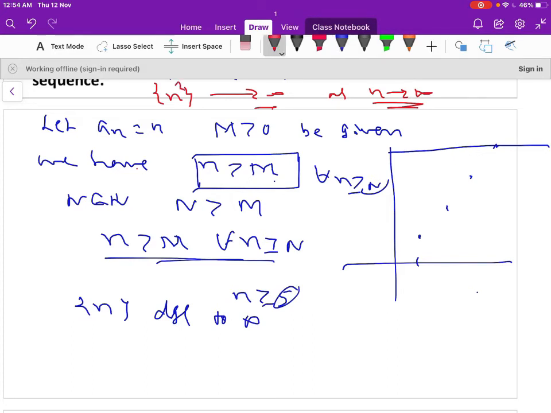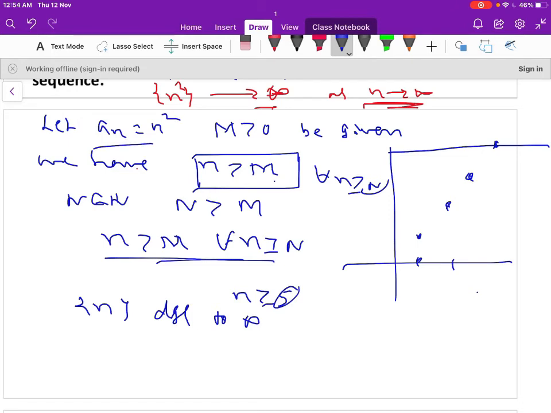Similarly, one can take n square. We show that the sequence n square diverges to infinity as n tends to infinity. Again, we can show it graphically. When n is 1, a1 is 1. When n is 2, a2 is 4. When n is 3, a3 is 9, and it keeps on increasing here.